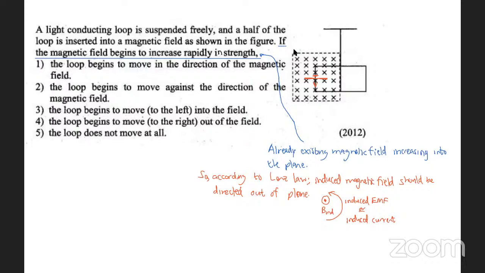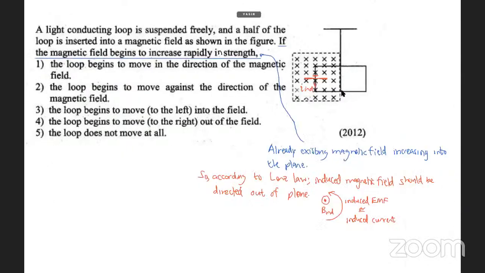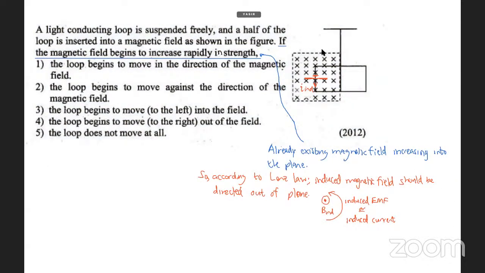Wait a minute. I hope everyone can agree with me. Counterclockwise, no? Counterclockwise. So people, listen to me carefully now. If there's a counterclockwise current in the circuit, there's going to be a current flowing like this.